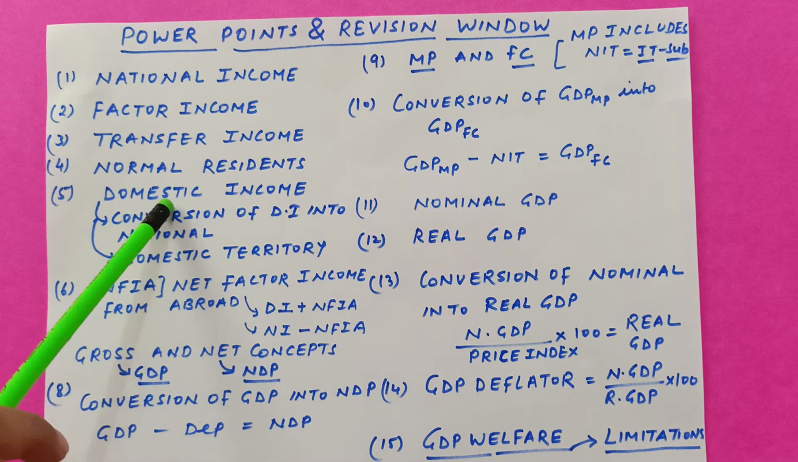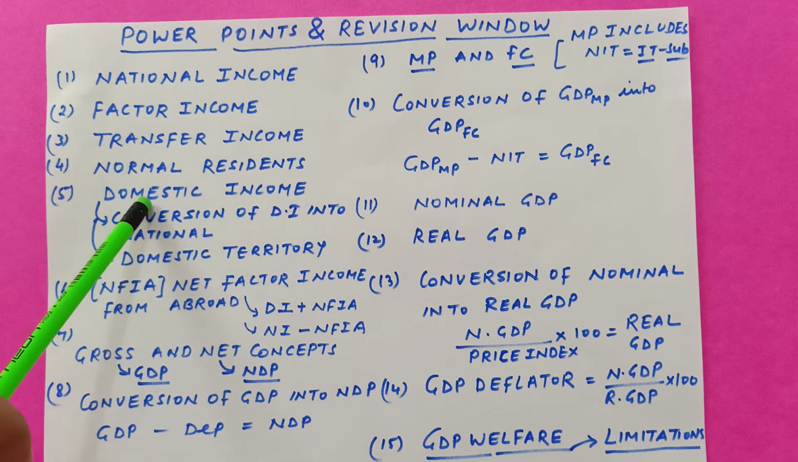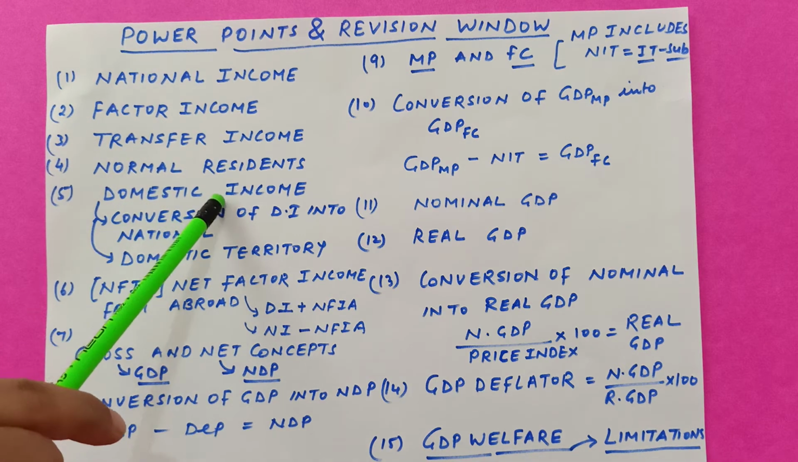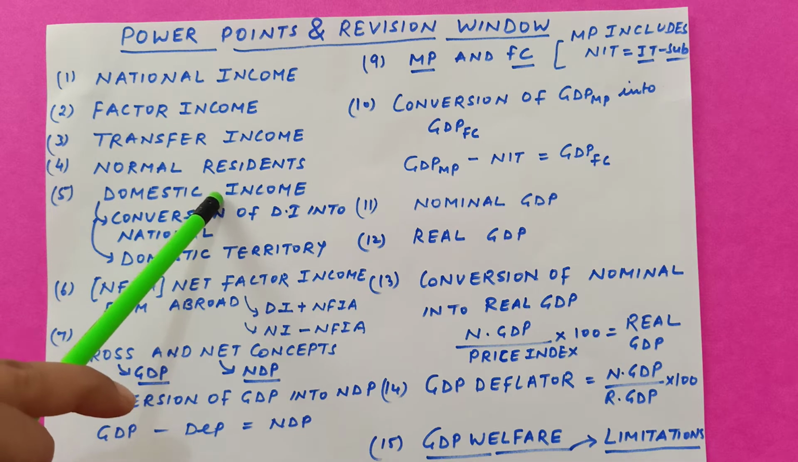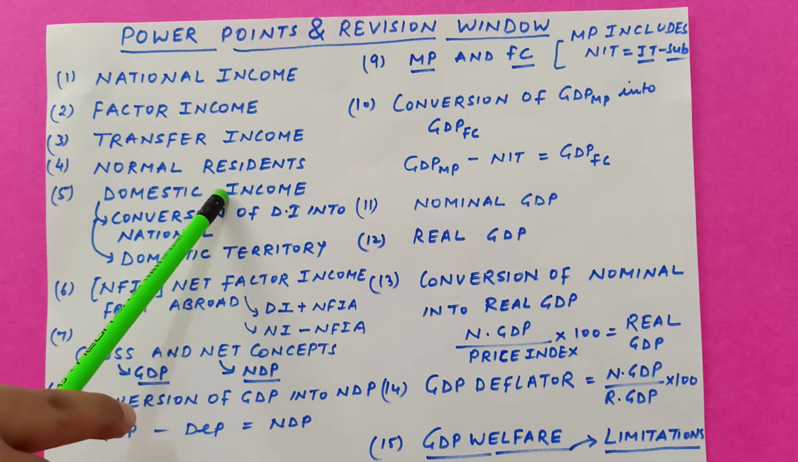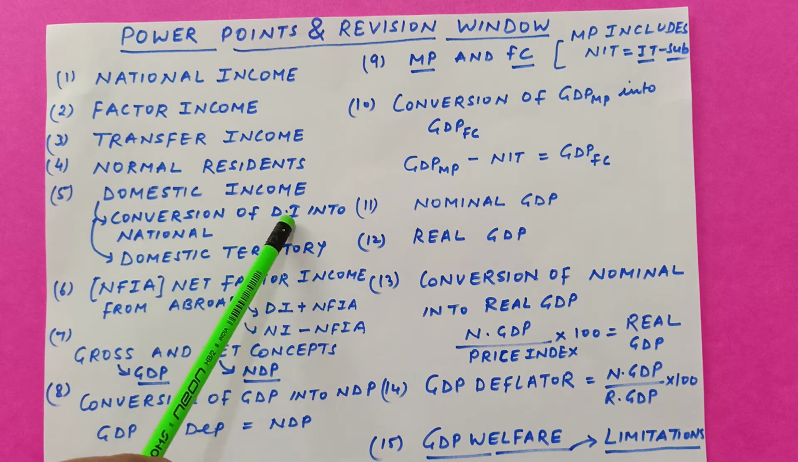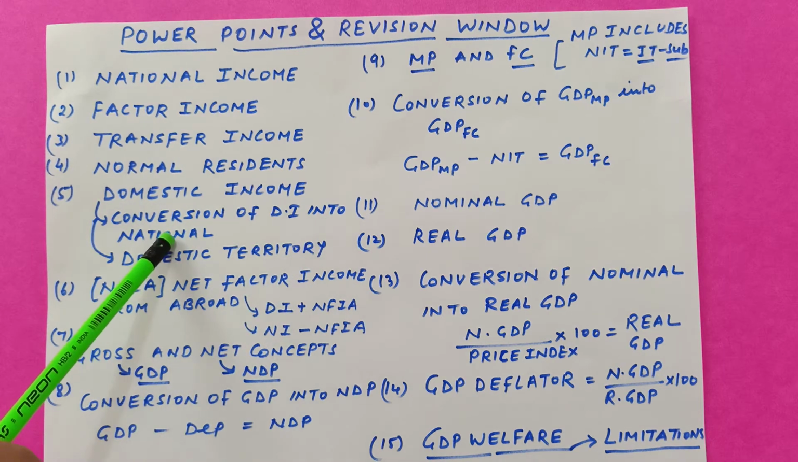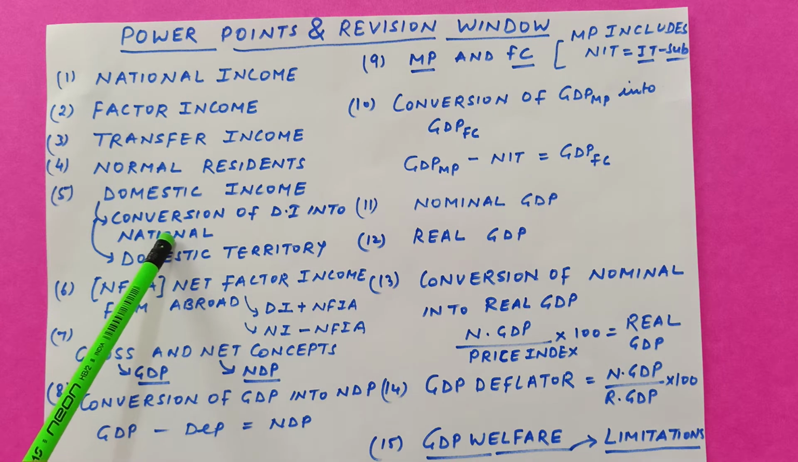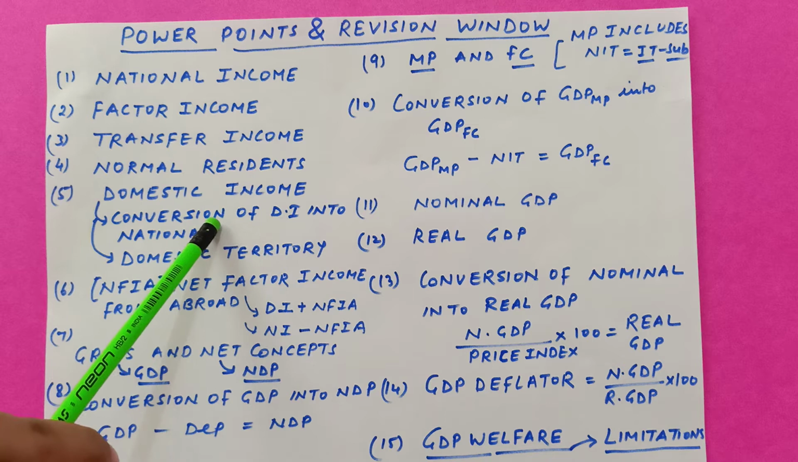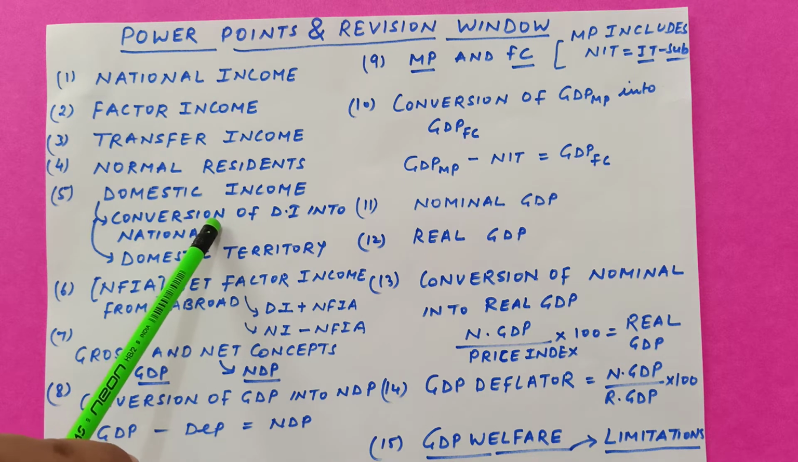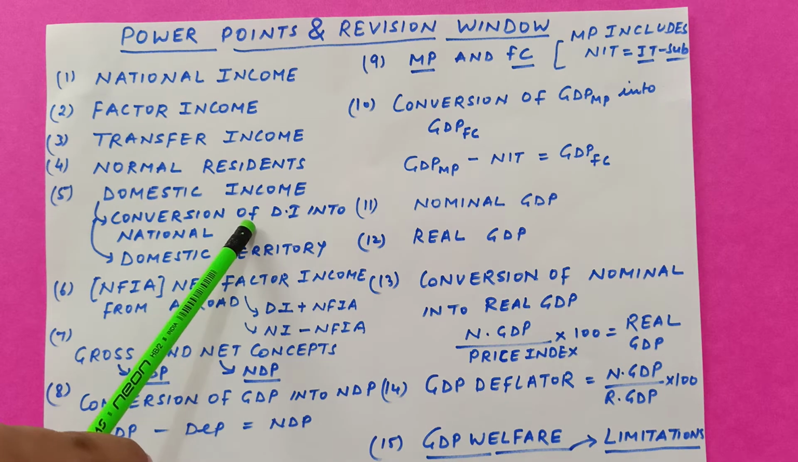Domestic income, I told you, is the sum total of factor incomes generated within the domestic territory of a country. No matter whether it is the income accruing to residents or non-residents of the country. Now come to conversion of domestic income into national income. Domestic income plus NFIA, net factor income from abroad, is equal to national income.